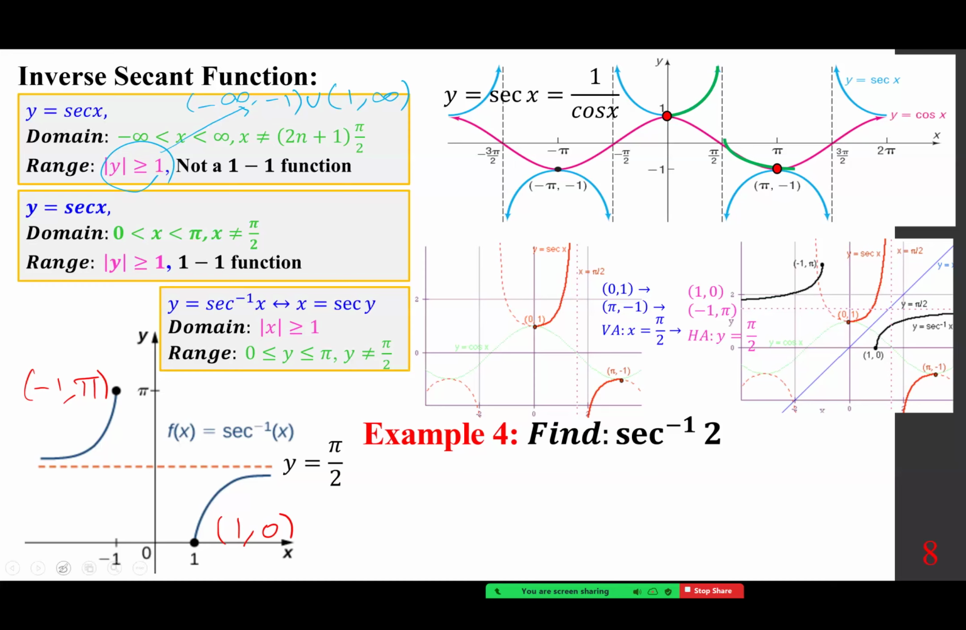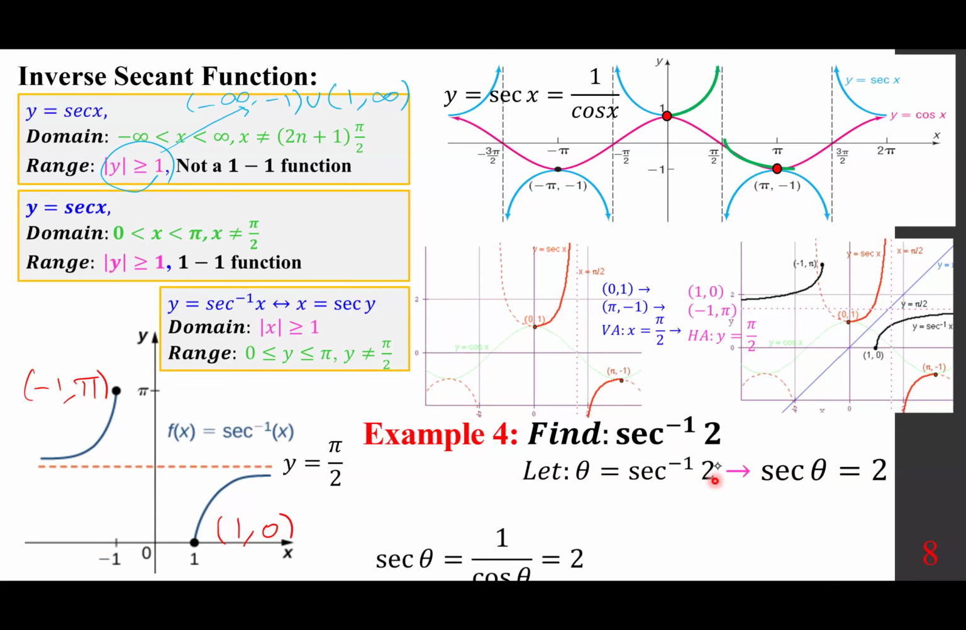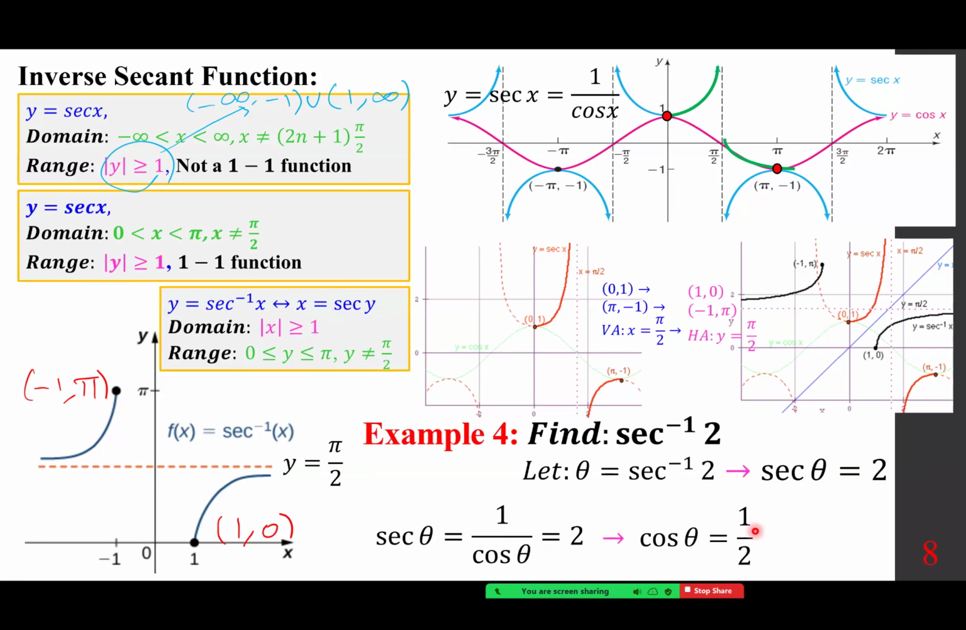Find secant inverse of 2. We let theta represent that. Then by definition, secant theta equals 2. We may not remember the secant, but we know it's the reciprocal of cosine. So if secant is 1 over cosine equals 2, cosine must be 1/2. The reason we go to cosine is because everybody remembers this is a common arc, and theta is pi over 3.